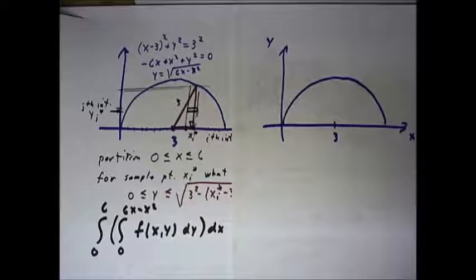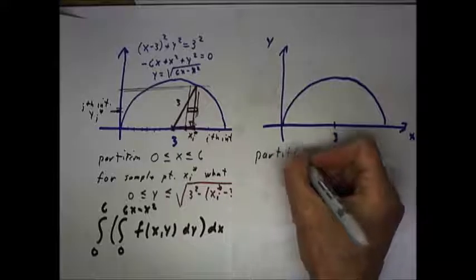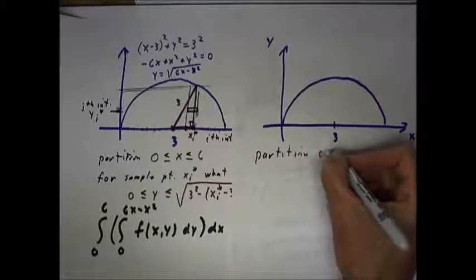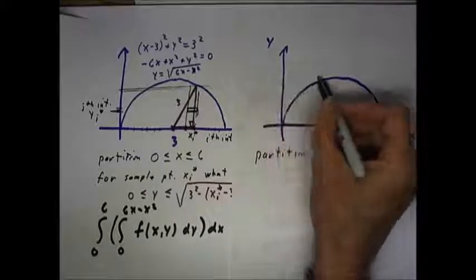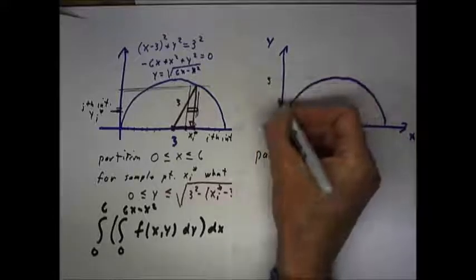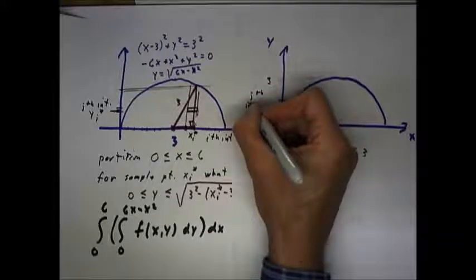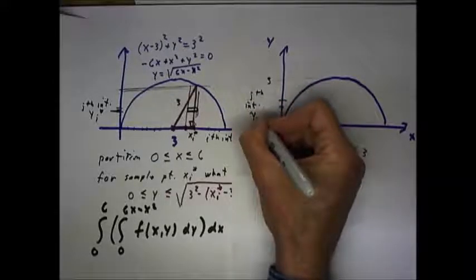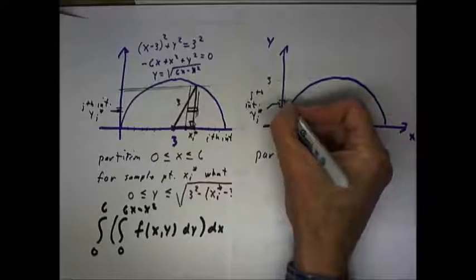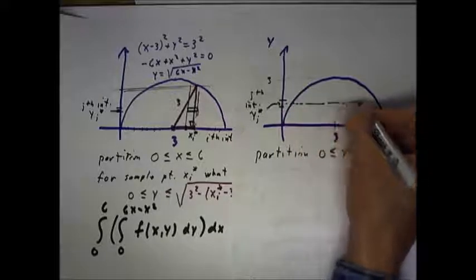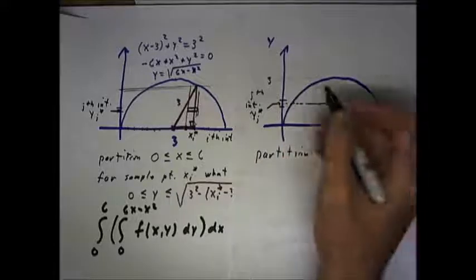If the first partition was done with respect to y, then we would start out with partition 0 less than or equal to y less than or equal to 3, because of course on this semicircle the maximum y value is 3. That's going to give us a jth interval with a sample point y sub j star somewhere within that interval, and we have to ask ourselves, what are the x limits within the region?